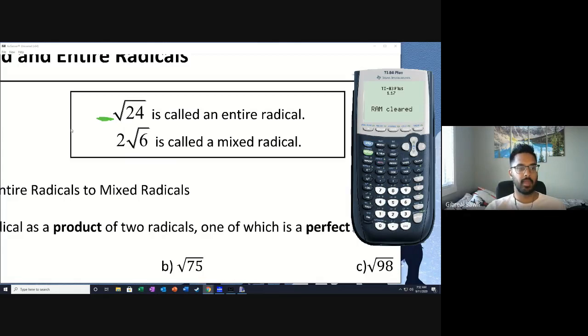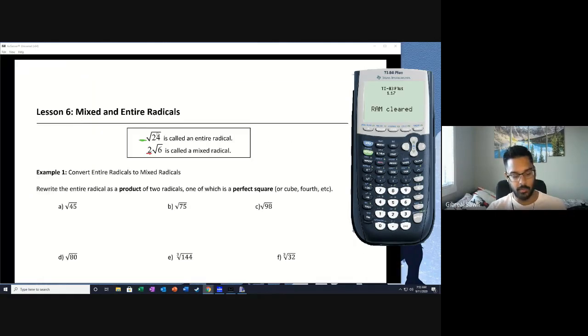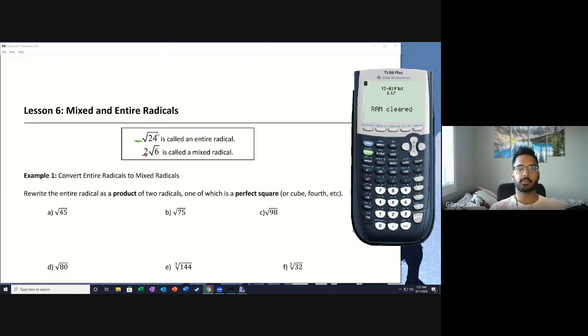Now, compare that to a mixed radical, where now I do actually have a coefficient. So we're going to use some of those words to talk about these few examples we're going to do. Now there are a lot, so I won't do all of them, but I will give you the full answer key in the description box underneath where you can try them on your own and see how you did.